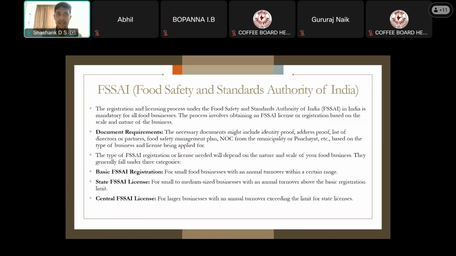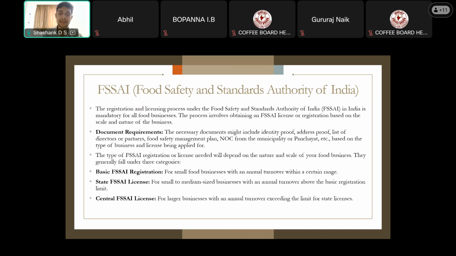FSSAI is again a license which is issued at a central level and state level, and also a basic registration is issued. There are three types of registration. One is the basic registration, one is a state FSSAI license, and the third one is a central FSSAI license. So in case of a small merchant, like a small cafe owner, they can have an FSSAI registration. In case of a medium-sized manufacturing unit, they need to opt for a state FSSAI license.